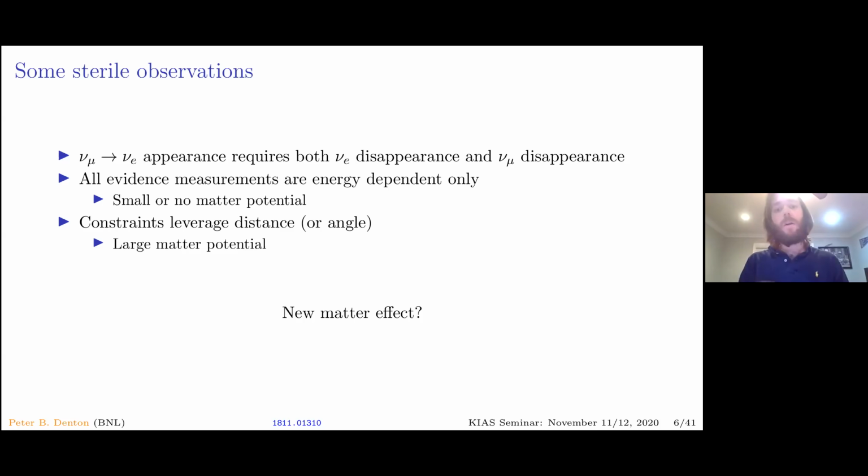So maybe what we want to do, and this is what I'm going to propose, is add in some kind of new matter effect type concept. The idea would be that there is a sterile neutrino, as LSND and MiniBooNE are suggesting, but IceCube and MINOS+ don't see it because this new matter effect somehow cancels it out and takes us back to the standard 3-flavor picture. Exactly how that works, and if that can work, is what I'm going to work through, and that's what this paper is about.